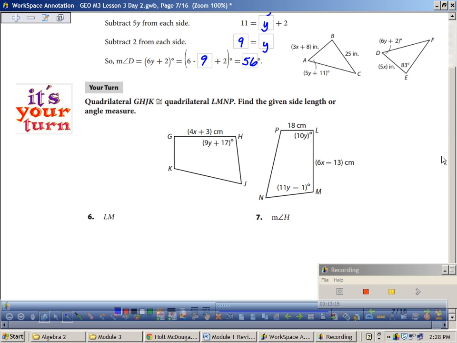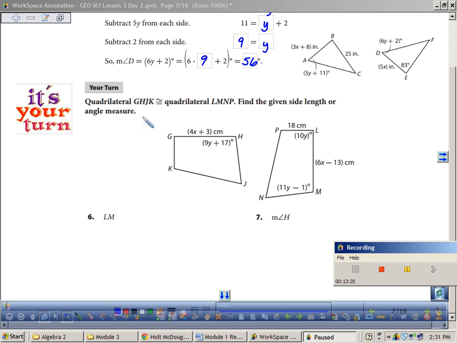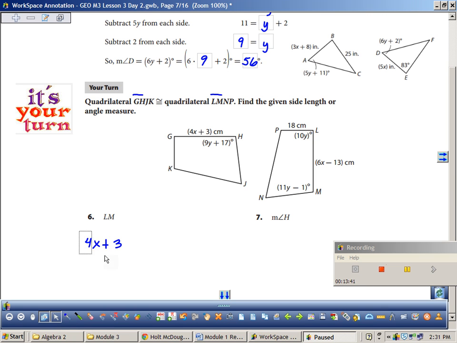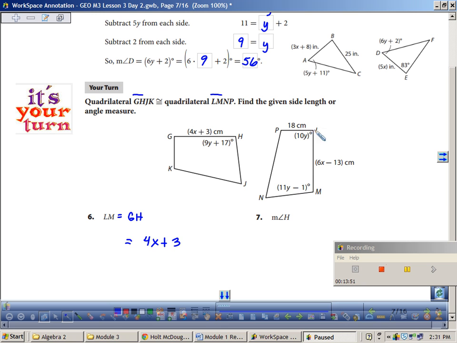All right, your turn. You guys do LM and measure of angle H for me. All right, let's see what you got. So LM. Here's LM. What's LM going to correspond with? GH. Do I know GH? I do. GH is 4x plus 3. I should probably write it on the other side. It should go over here because LM is equal to GH. Does it tell me what LM is? LM is 6x minus 13.